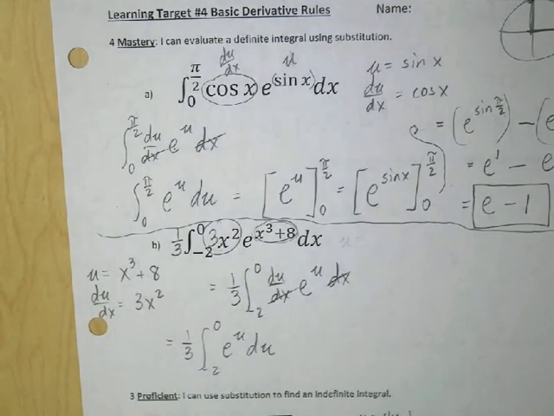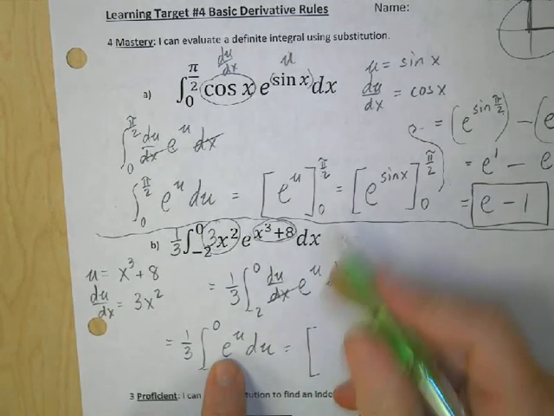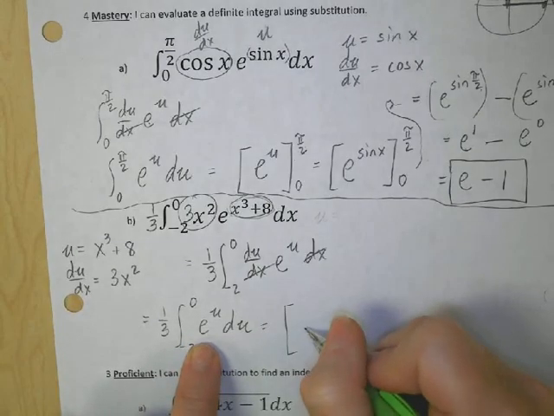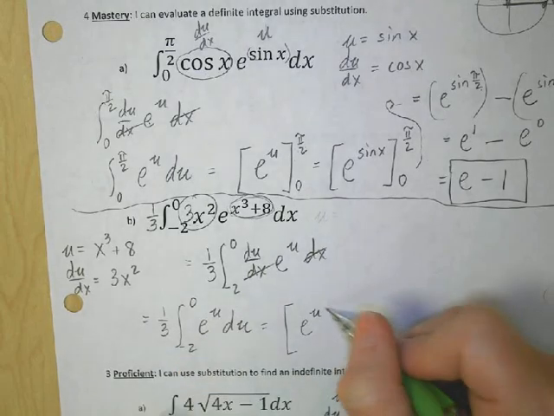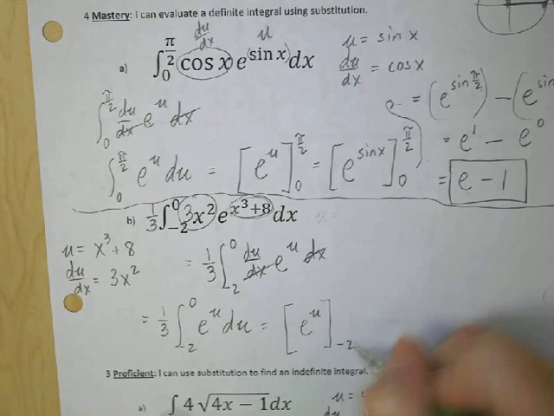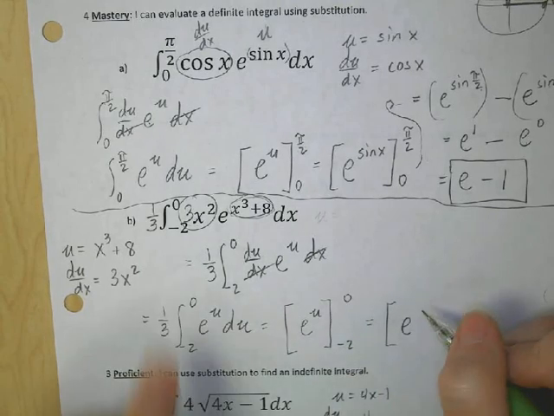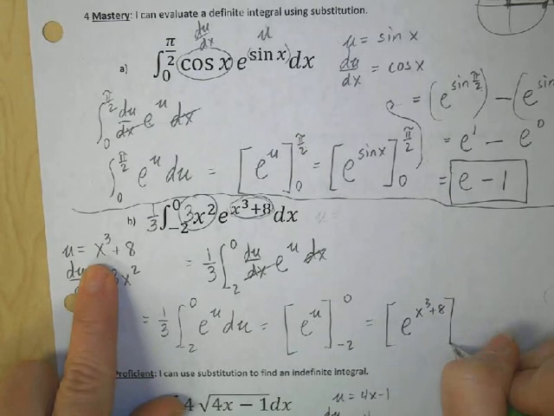I'm now going to take my antiderivative. E to the u, just like we did before, is e to the u. I can't believe I made these two so similar. So this is going to be e to the u, and again, evaluated from -2 to 0. But I got to substitute back in with my u. So it's going to be e to the u. What was u? X cubed plus 8. Evaluate from -2 to 0.